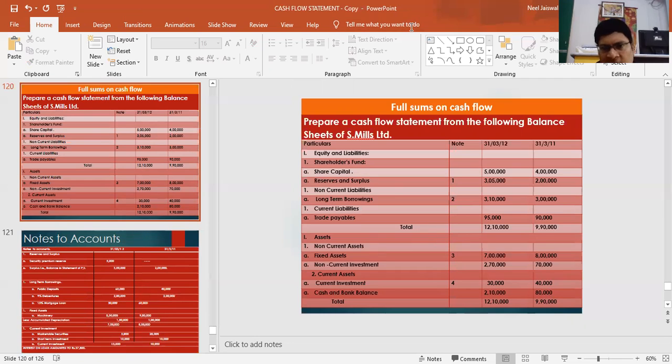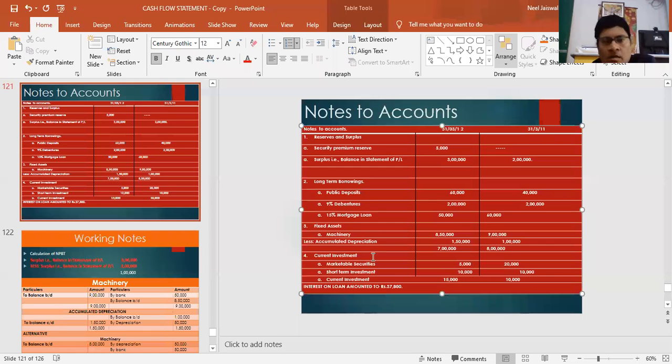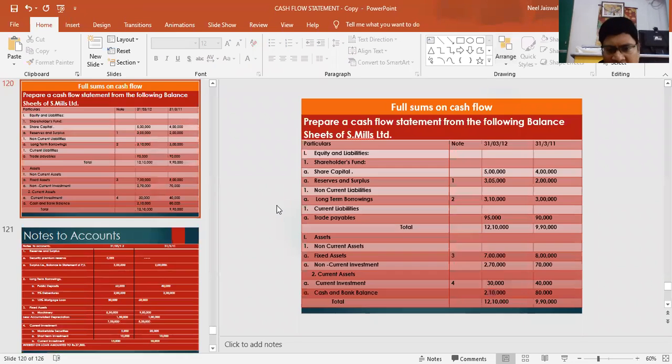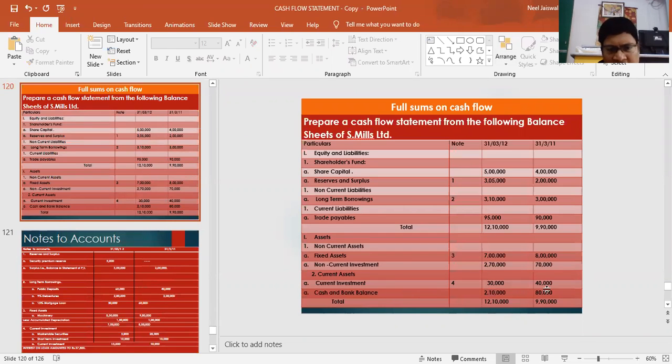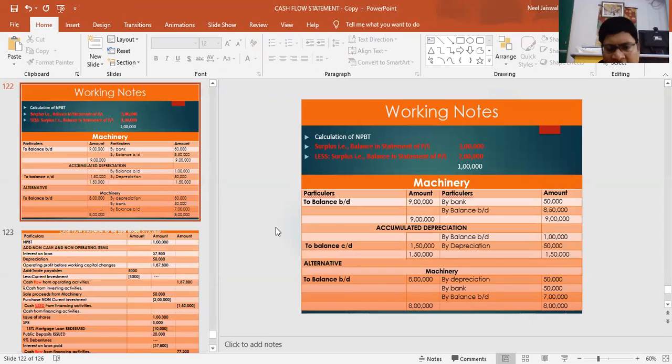Let's see what the next item is. See over here, current investment. It has marketable securities, short-term investment. These are my cash and cash equivalents. My opening marketable securities is 20,000 and opening short-term investment is 10,000. That means 30,000 over here as cash equivalents. And given under cash, see, cash and bank balance is 80,000. So 80 plus 30 is 1,10,000. That only we have taken over here, 1,10,000.